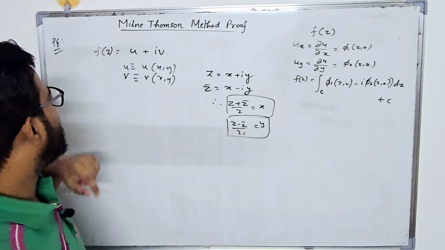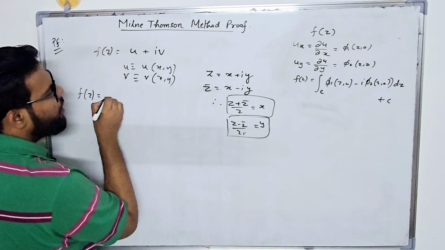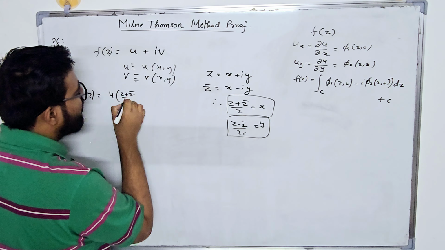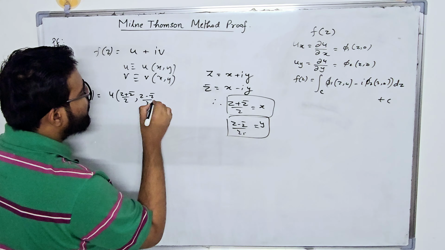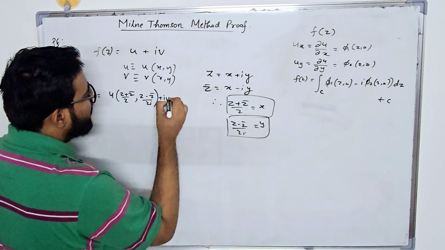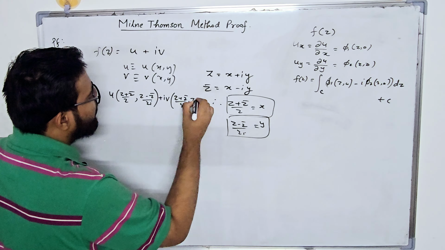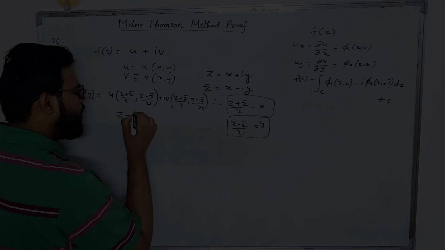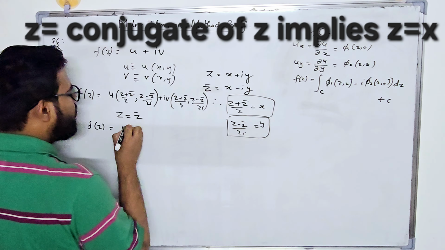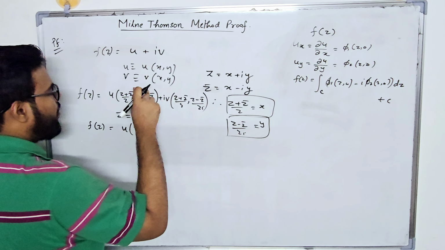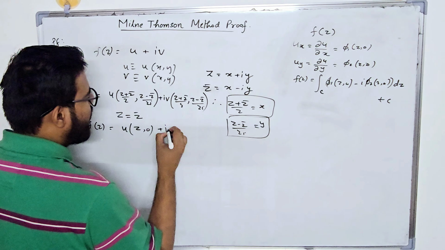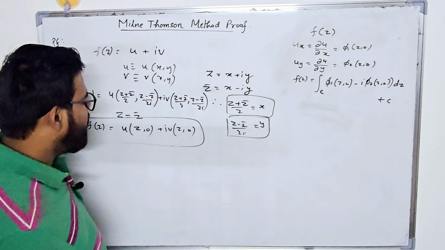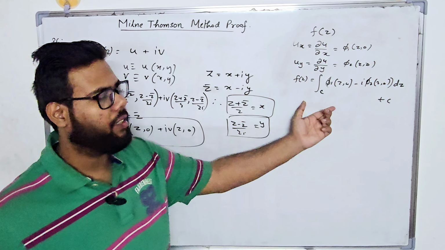So now just substitute these values over here. You have f of z is equal to u of z plus z bar by 2 comma z minus z bar by 2i, plus i times v of z plus z bar by 2 comma z minus z bar by 2i. Now we can set z is equal to z bar. So f of z is equal to u of z comma 0, since z minus z bar is equal to 0, plus i v of z comma 0. So we have this relation now, and we will be using this one to come to the conclusion.